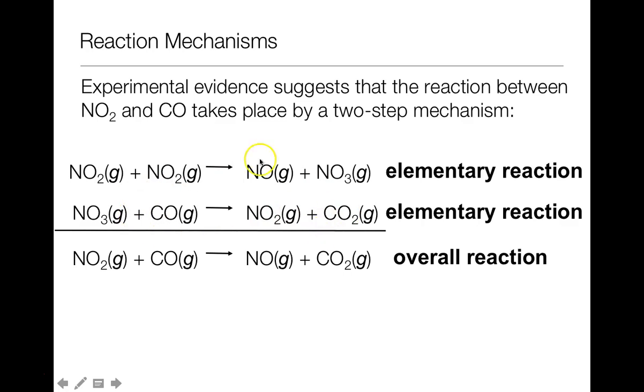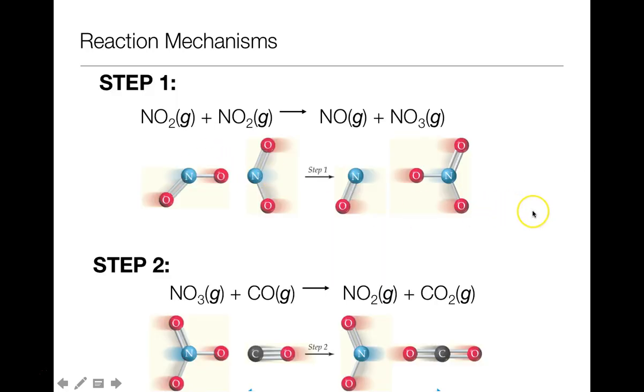We'll get back in a second to adding this all up, but let's take a look molecularly at what's happening and see if we can break this down and relate it to the Arrhenius equation. So we said this was a two-step mechanism, and again, it's only a proposal. There's no proof that this is exactly how it happens, but we do have experimental evidence to support it.